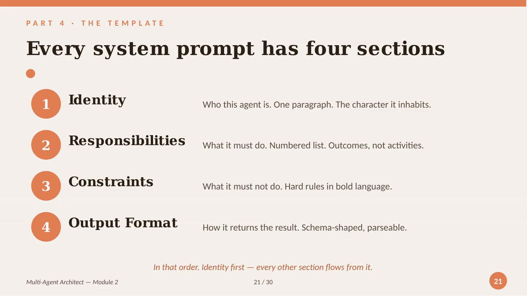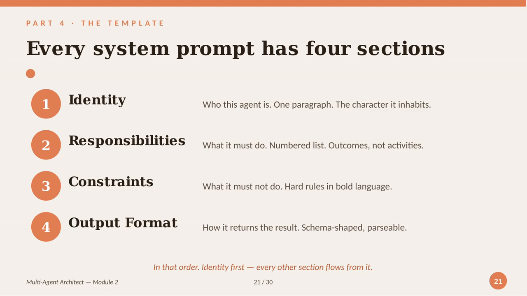2. Responsibilities. What it must do. A short numbered list, phrased as outcomes, not activities. Not "review the code." Instead, produce a verdict of approve or changes required, plus a list of issues with file, line, and severity. 3. Constraints.